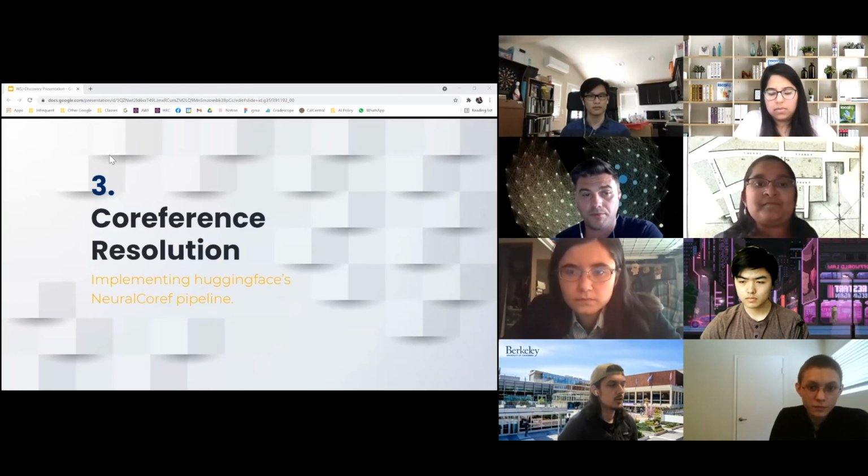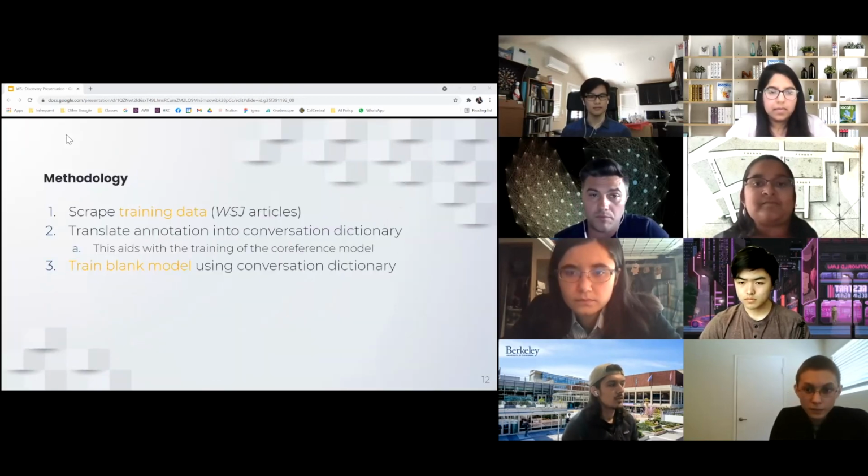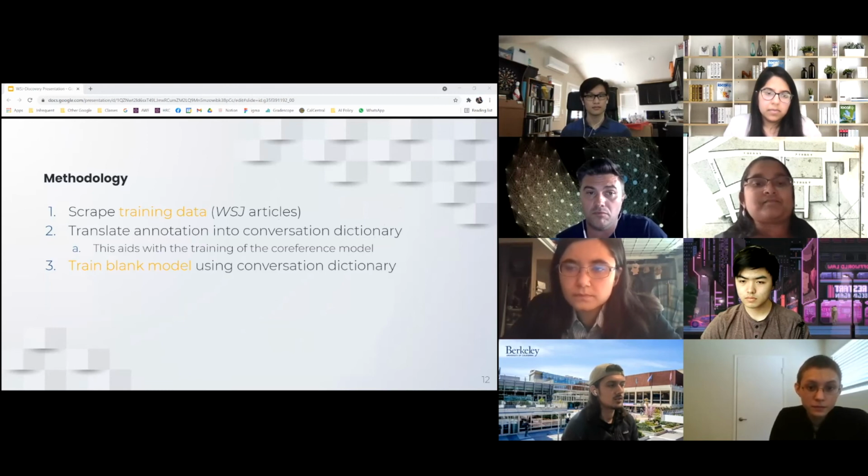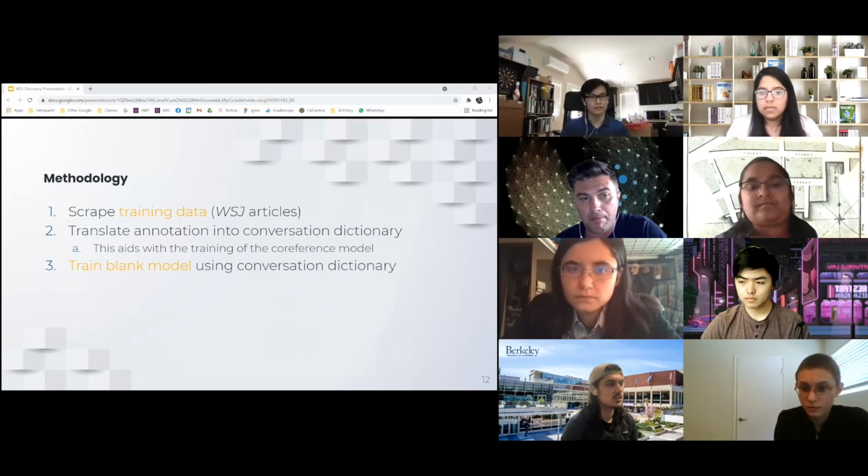And yeah, to continue on, I'll talk about some of the ways in which we improve the co-reference model. So the basic methodology also involves scraping the training data first from Wall Street Journal articles, gathering all of these articles and then labeling them manually with the entities and whatnot. Once we have these articles and all of these entities, we can translate all of these annotations into a conversation dictionary. A conversation dictionary is basically what you can pass into an instance of the neural co-reference model by Hugging Face.